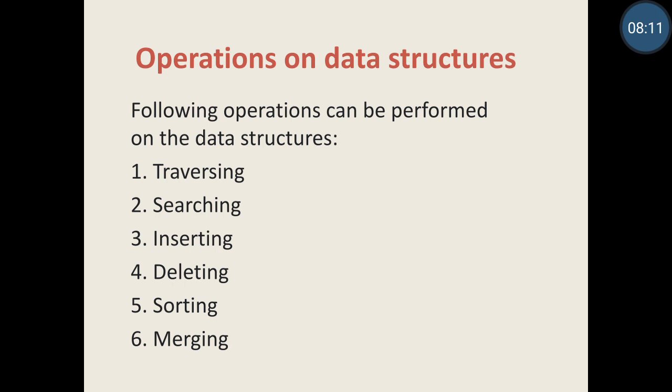Searching means to find out whether an element is present in a data structure or not. Other operations are insertion of a new element, deletion of an existing element, and sorting elements. Sorting means to arrange data items in a data structure in some way, either in ascending order or in descending order. And the last operation that can be performed on a data structure is merging. Merging means concatenation of more than one data structure.